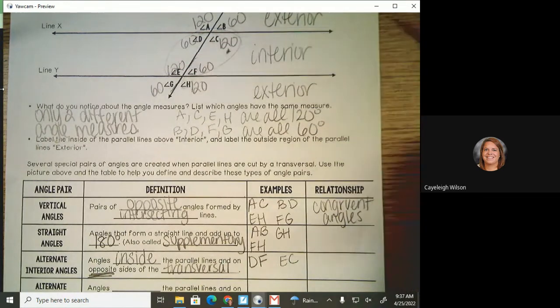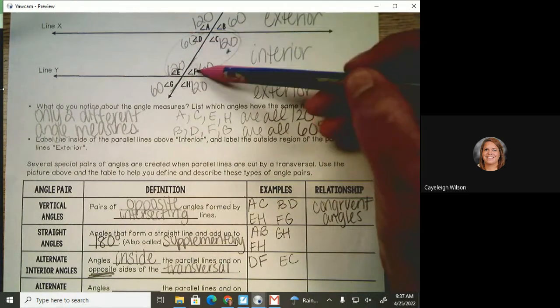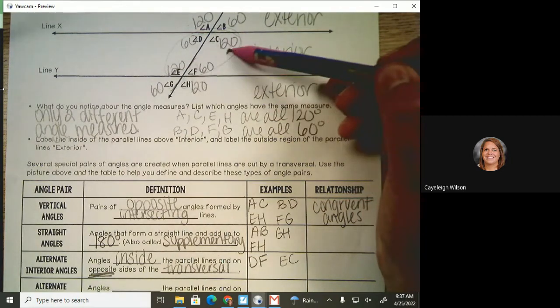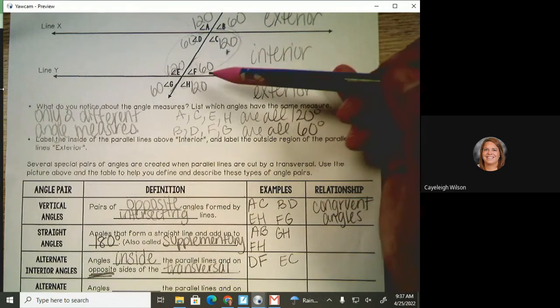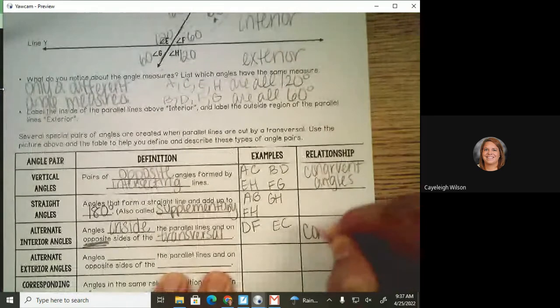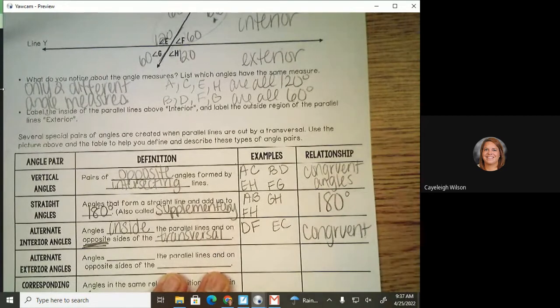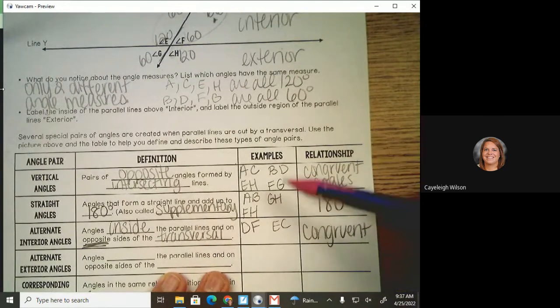of the transversal. And what do we notice about D and F? They're both 60. Don't add up to 60, but they're both 60. What about E and C? They're both 120. So we can assume that all alternate interior angles are also congruent. I guess we didn't put this up here, but that should say 180. So all alternate interior angles are congruent.